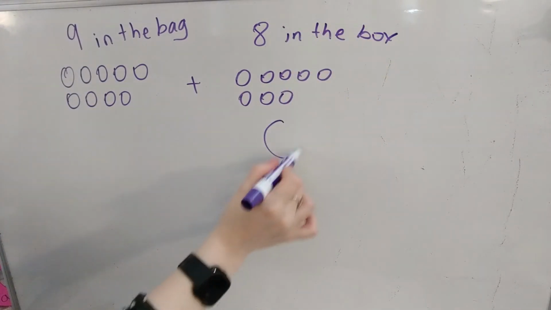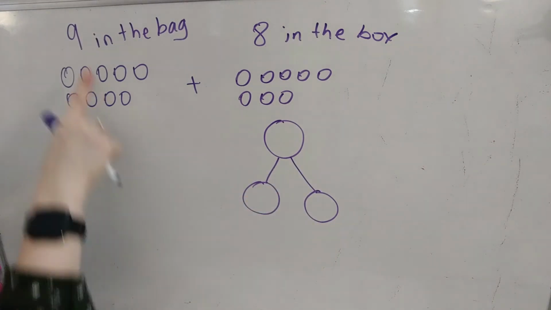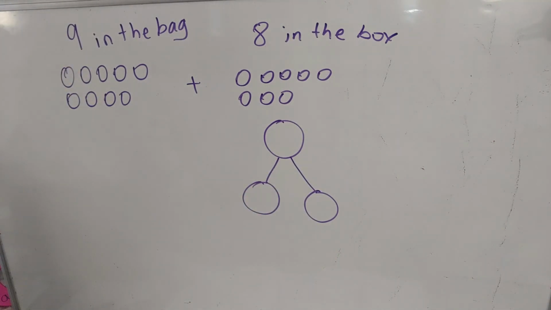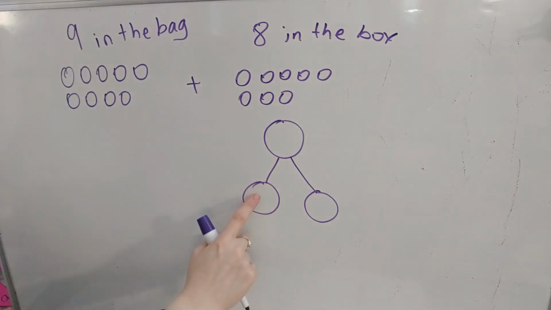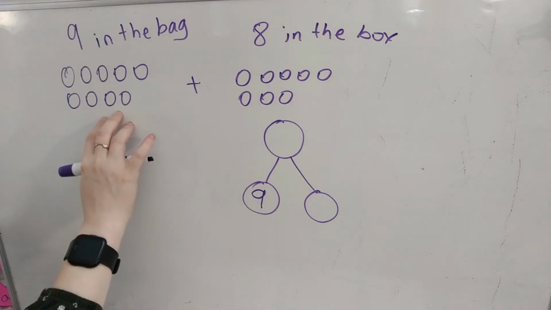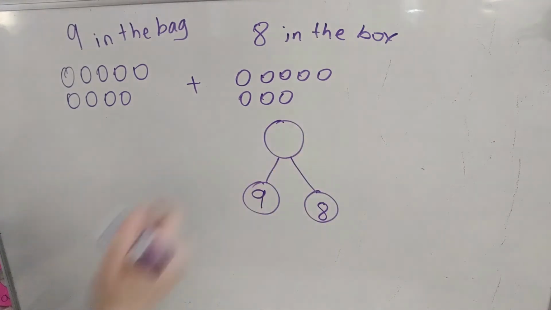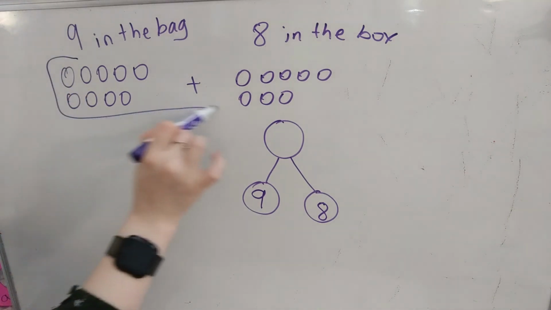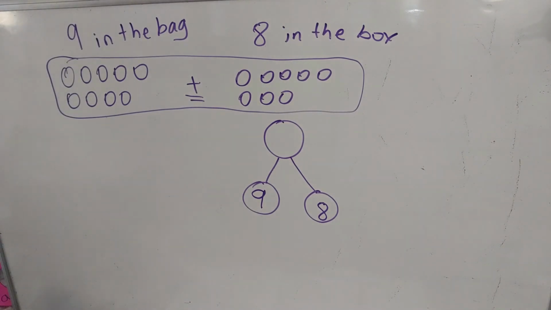So when I draw my number bond, where do I put the 9? Do you think the 9 is a total? Do I put it in the whole? No, right? 9 is one part. 9 are in the bag, and there's some more in the box. So the other part is 8 in the box. The question says, how many nails are there all together? We're trying to find out how many there are all together, which means we're going to add.